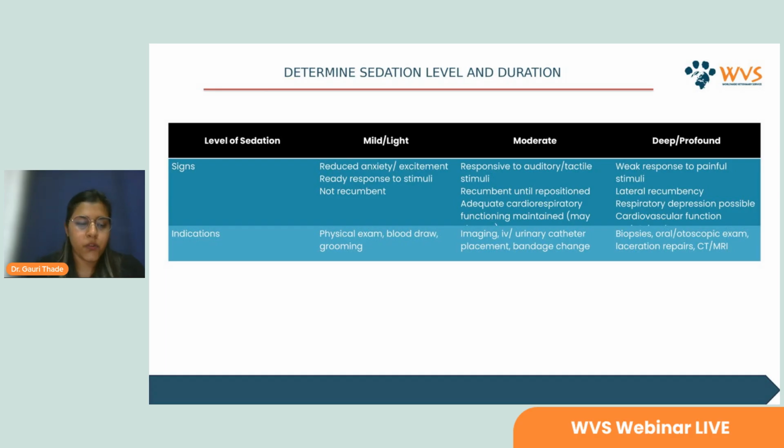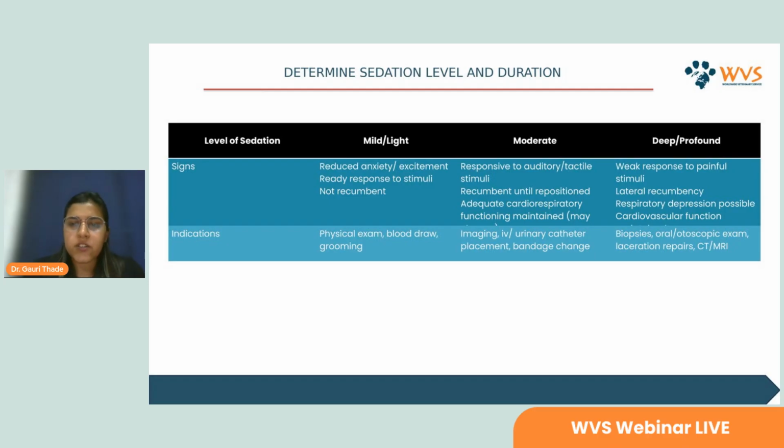Before we opt for what drugs to choose, we need to determine the sedation level and duration. Sedation can be of three levels: mild, moderate, and deep. For mild sedation, basically, we're just reducing their anxiety or excitement, but they are still very much in dorsal recumbency and they do respond to stimuli. This is basically for non painful procedures like a physical exam or a blood draw or just grooming.